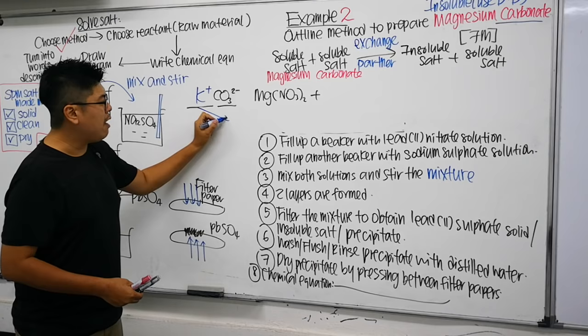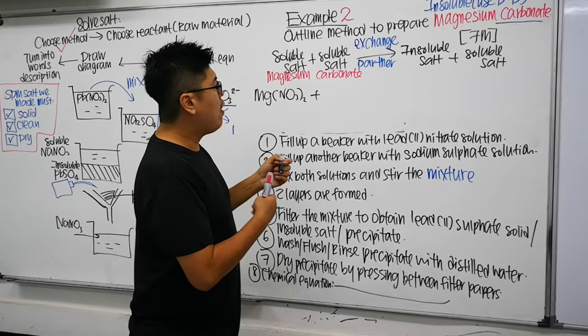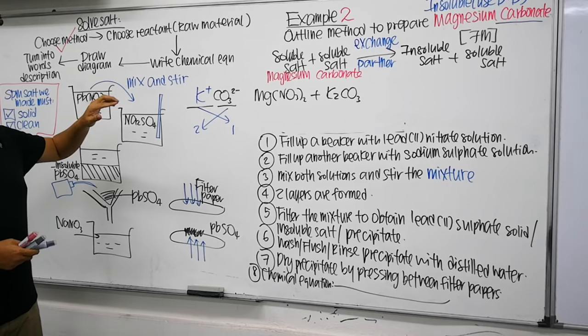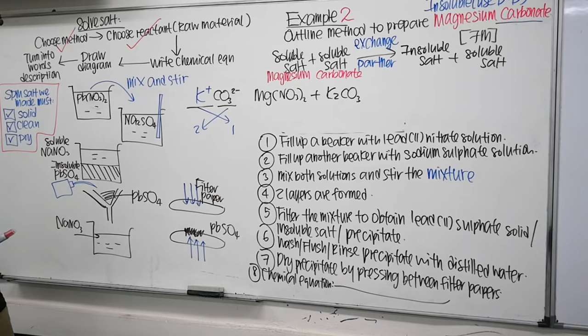K2CO3. So you have K2CO3. Get it? So now you guys already found out the two raw materials you needed. One is magnesium nitrate, one is potassium sulfate. You already found the right raw material. Is it okay? Now, the next thing is that you must complete the equation.